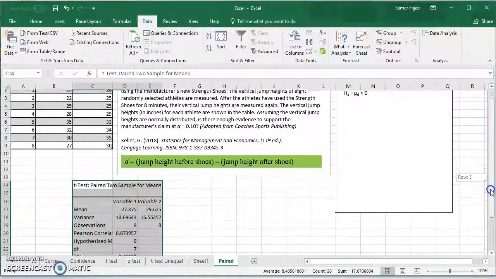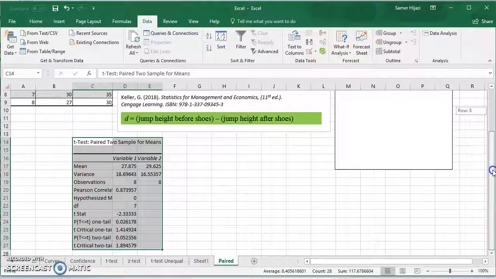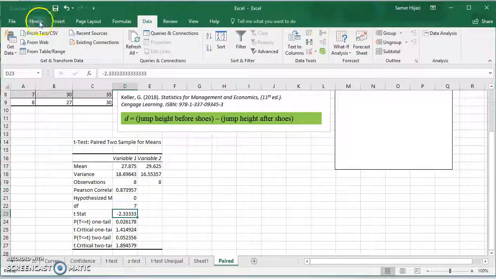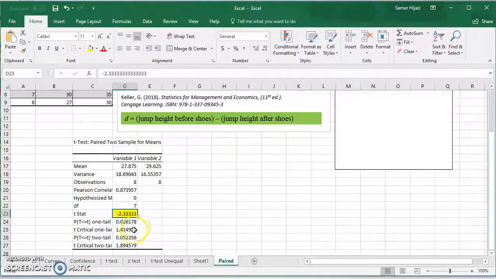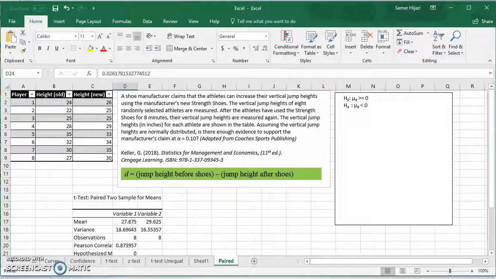So now we have all the result. Now, looking at the alternative hypothesis, it's less than, so we know that we have a left tail test. This is the t-stat. This is the critical value. And this is the p-value if we're comparing the p-value. So if you look at the p-value, it's less than alpha, which means reject the null. If we look at the t-stat, it's to the left of minus 1.414, which is the critical value, which means also reject the null hypothesis.